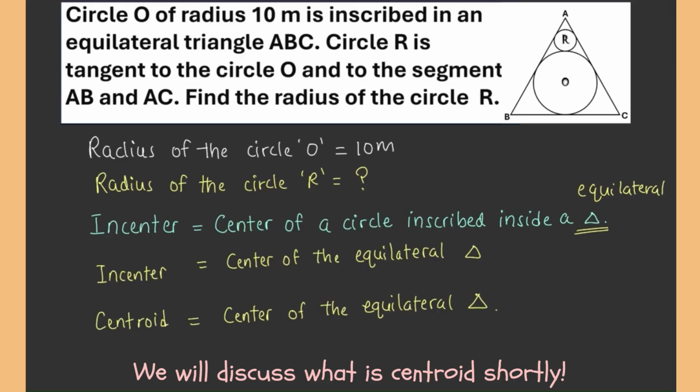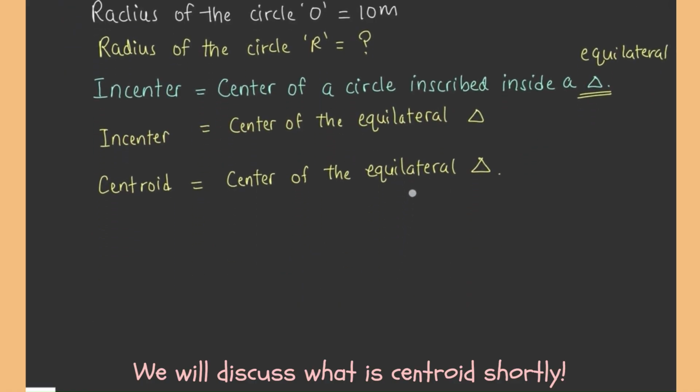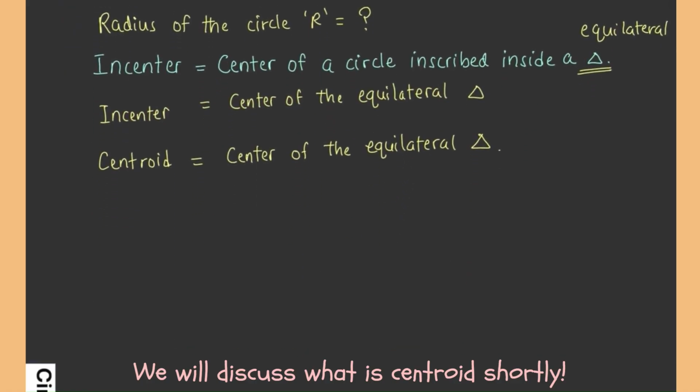So now we have two things. One, the center of the circle equals the center of the equilateral triangle. And then we're saying that the center of the equilateral triangle is equal to the centroid of the triangle. That means the center of the circle is equal to the centroid of the triangle. Make sense? I hope so. We're going to define what the centroid of a triangle is in just a minute.